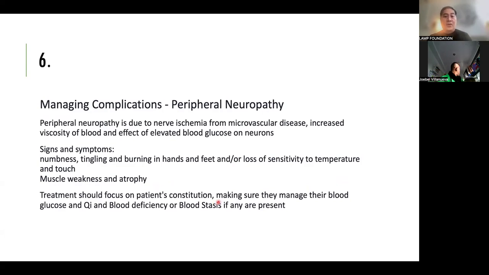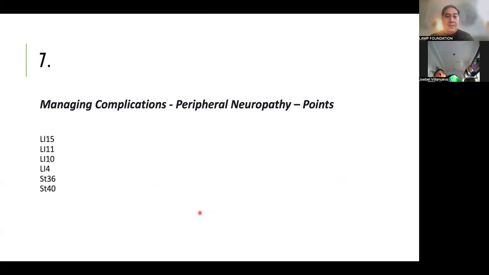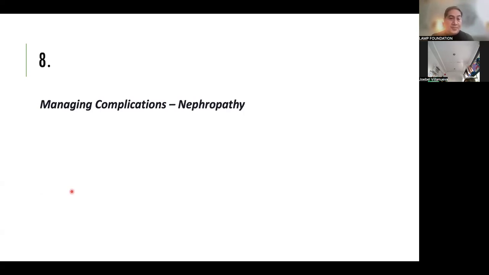Treatment, you should focus on the constitution of the patient. Okay, making sure they manage their blood glucose and Qi and blood deficiency or blood stasis, if any of these are present. So the points would be the following: Li15, Li11, Li10, Li4, stomach 36, and stomach 40. So the idea here is to prevent further neuropathy, especially when your blood sugar is uncontrolled.